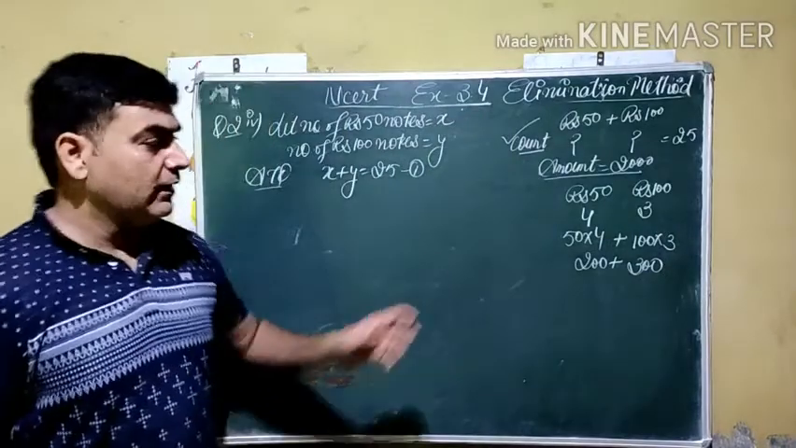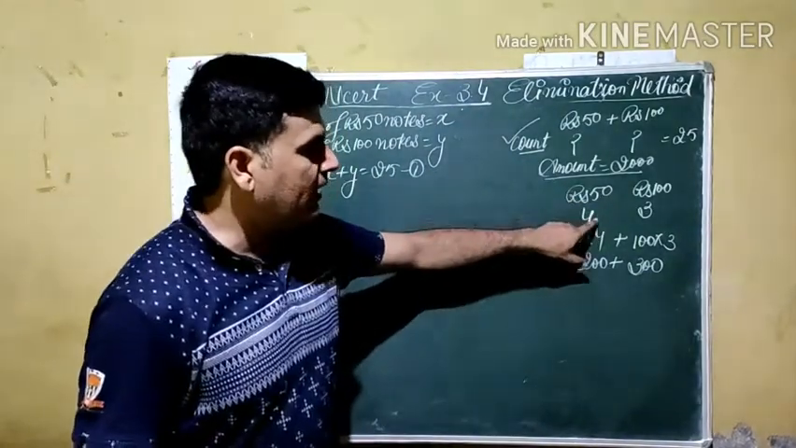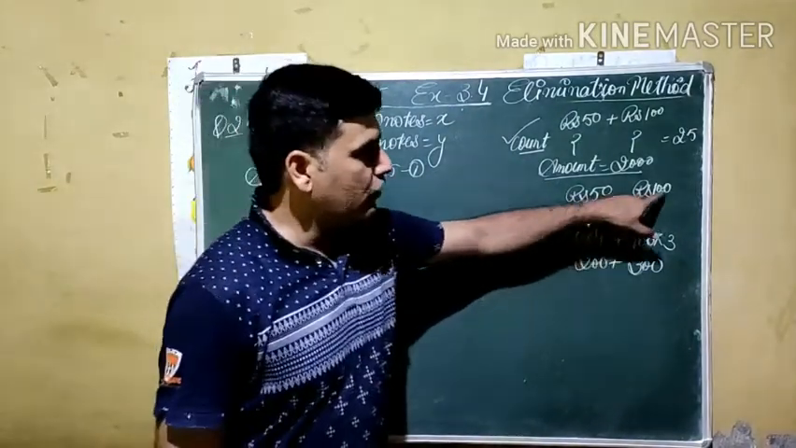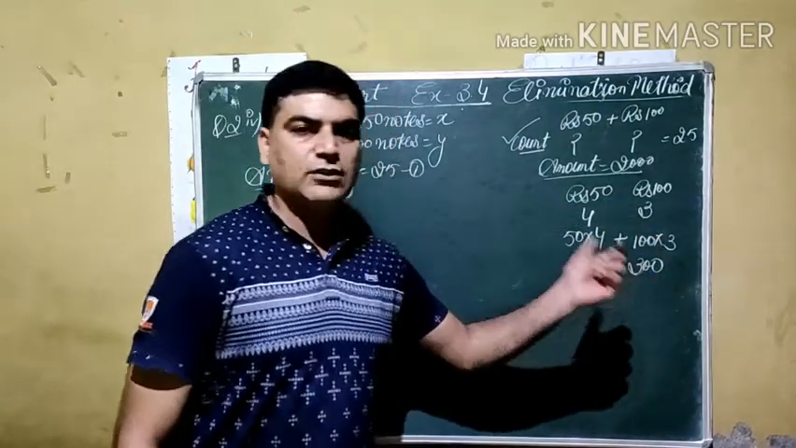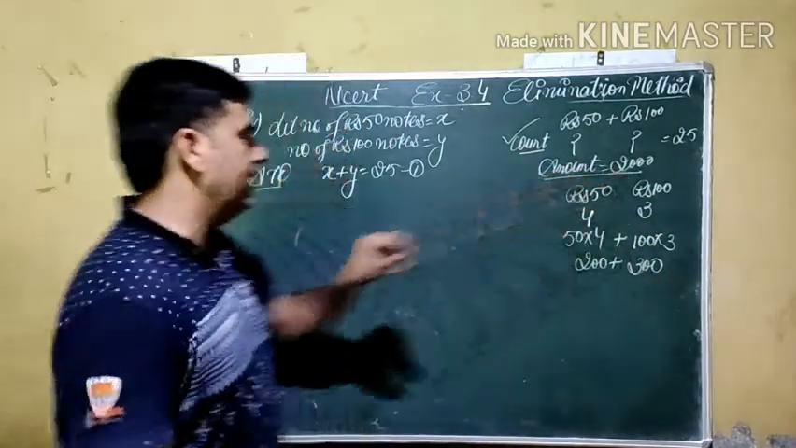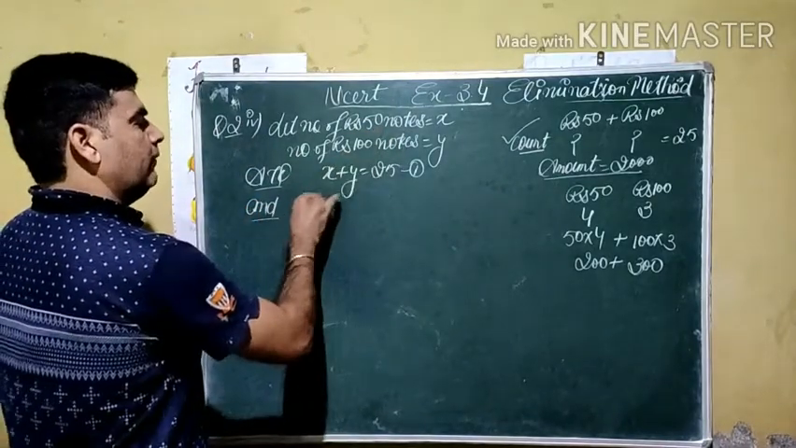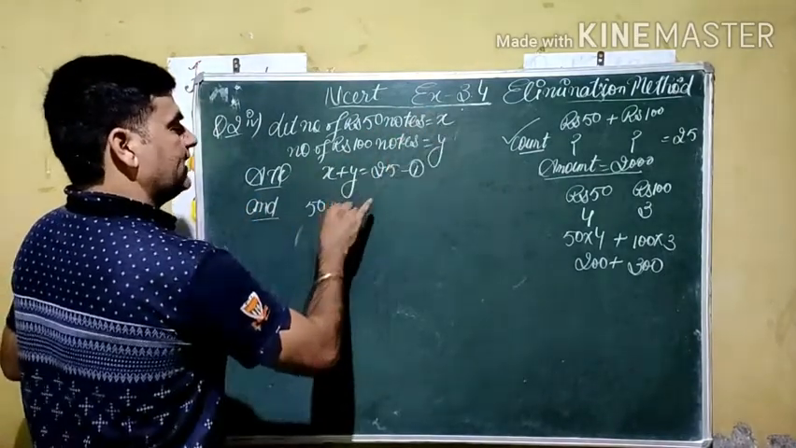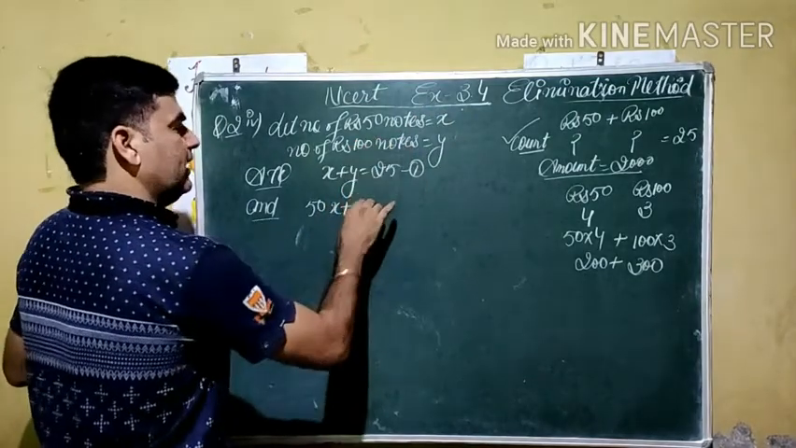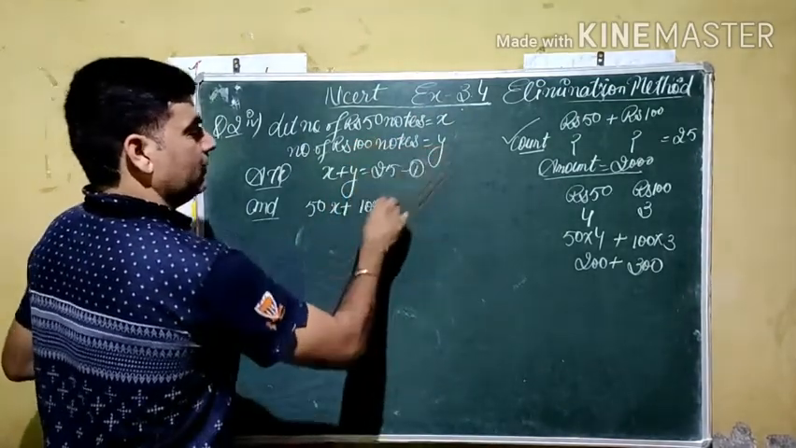How can we calculate here? The value of a single note multiplied by the count of notes. Value of a note, count of it. If we add them, we get the total amount. So the same we are going to apply here. Here we have the value of a note given by 50, count of notes given by x, plus the value of a note given by 100, count of notes given by y.